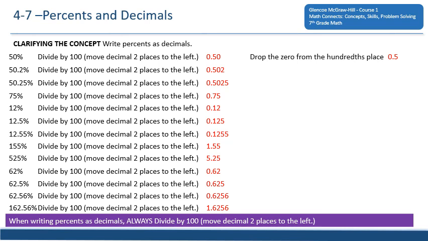When writing percents as decimals, always divide by 100 and move the decimal 2 places to the left. I showed you a lot of repetition there using different numbers so that you would understand it so well you got bored of listening to me say the same thing over and over. Now, hopefully that repetition helped.